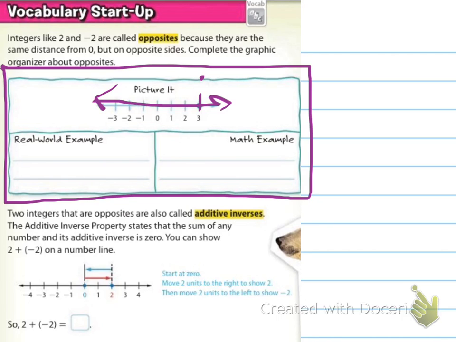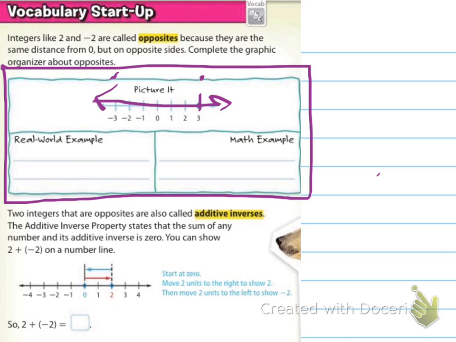Alright, so maybe a real world example, and of course you should have the dot above the -3. Maybe a real world example would be something like taking 2 steps forward and then 2 steps back. You know, you do the opposite and you get back to where you started. A math example would be I climbed up the hill 3 miles and then I went back down the hill 3 miles. So I went +3 because I'm going up, and then I went -3 to go back down.